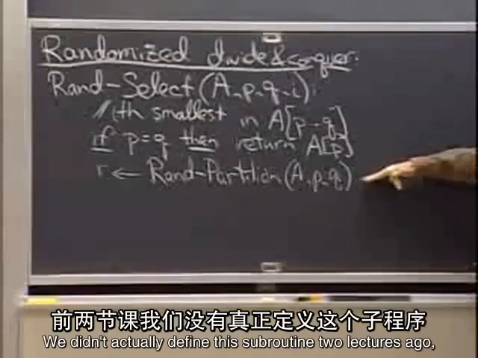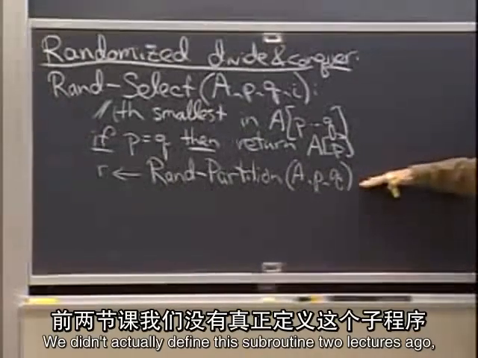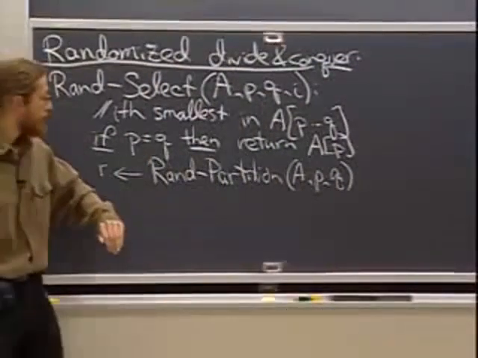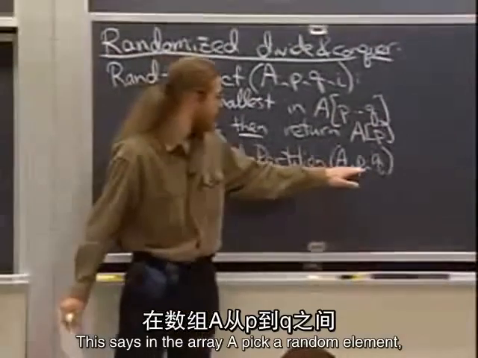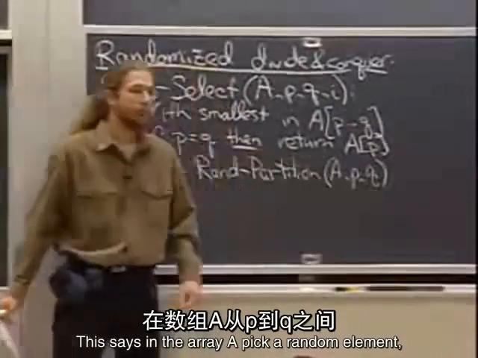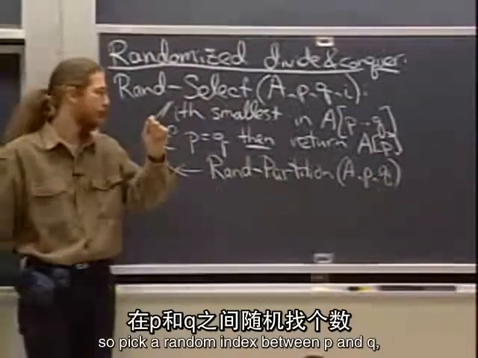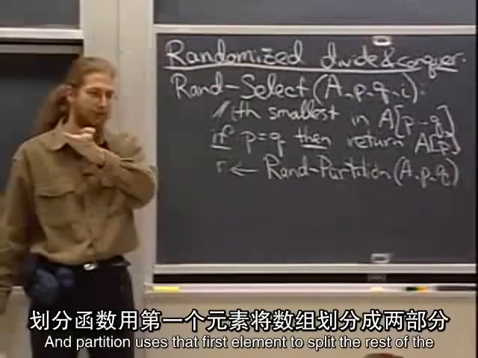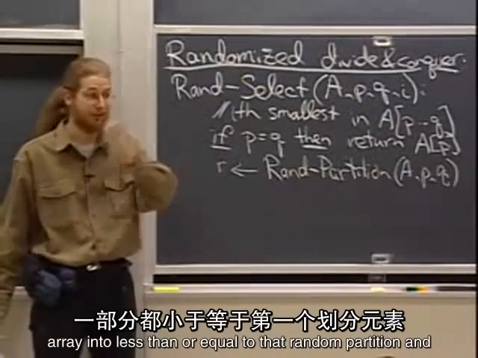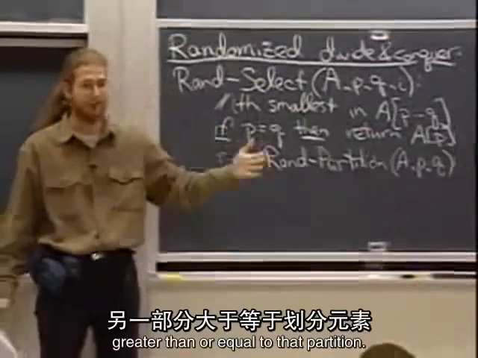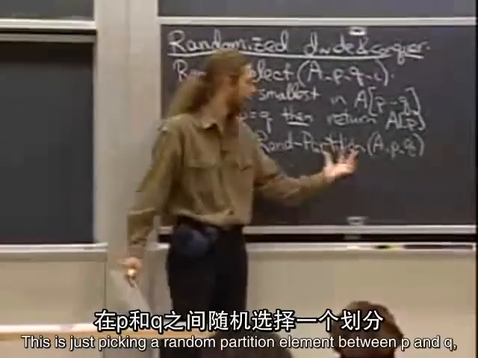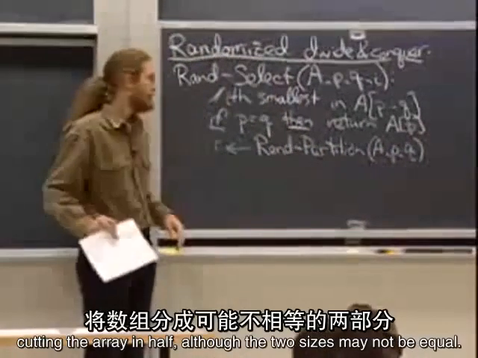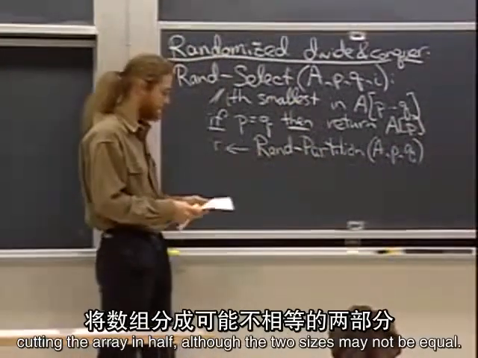We didn't actually define this subroutine two lectures ago, but you should know what it does, especially if you've read the textbook. In the array A from p up to q, pick a random index between p and q, swap it with the first element, then call partition. Partition uses that first element to split the rest of the array into less than or equal to that element and greater than or equal to that element. So this is just picking a random partition element between p and q, cutting the array in half, although the two sizes may not be equal.